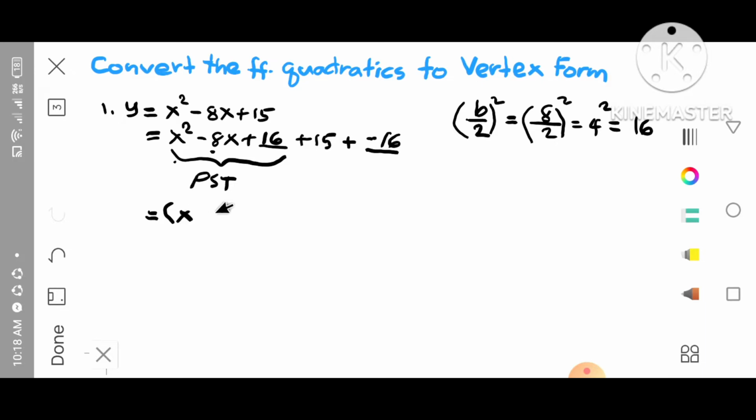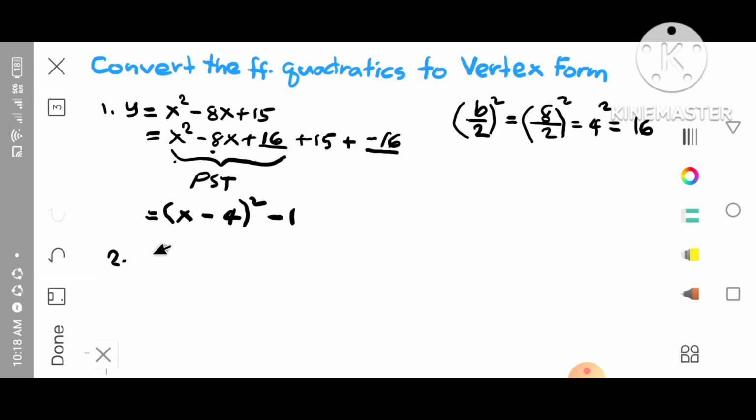So square root of x squared is x. Square root of 16 is 4. And then we copy the sign of the middle term, which is negative, diba? And then quantity squared. So that's how you factor, no? Now, negative 16 plus 15 is negative 1. Okay, so that's it, no? That's the vertex form. Tapos na yan.